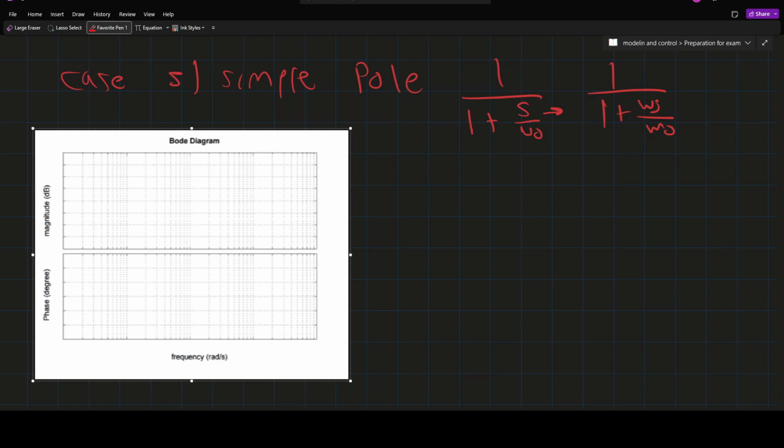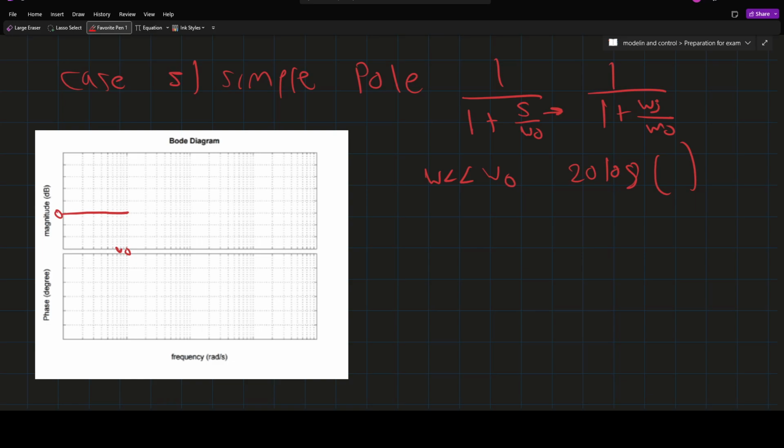First, what happens in our magnitude when omega is a lot smaller than omega naught. So if this one is a lot smaller, this is going to go to 0. When this goes to 0, this is just going to be 1 over 1, and the magnitude of 20 log of 1 is just going to be 0. So again, until omega is equal to omega naught, we're just going to have 0 gain.